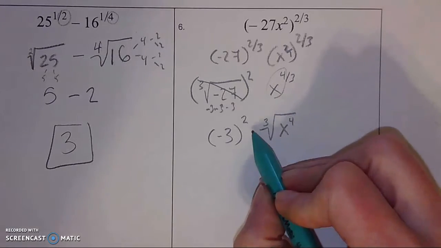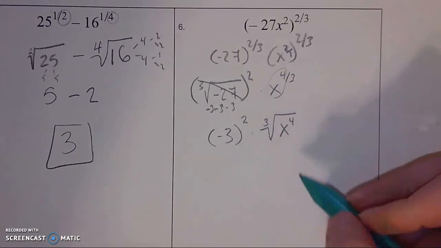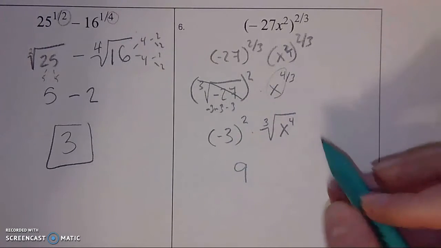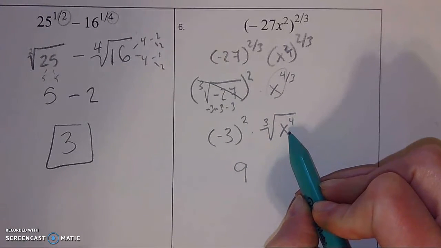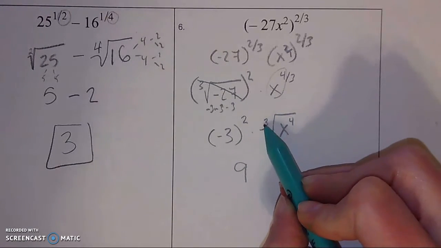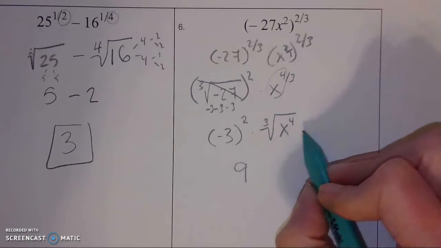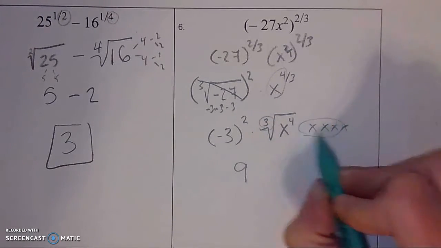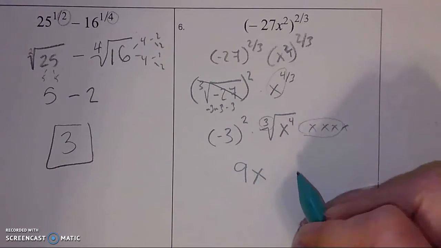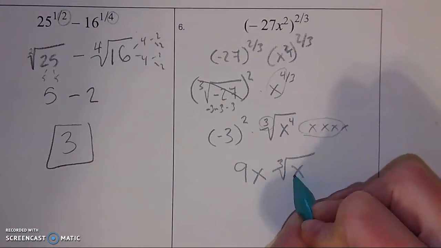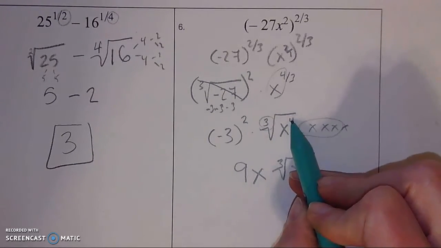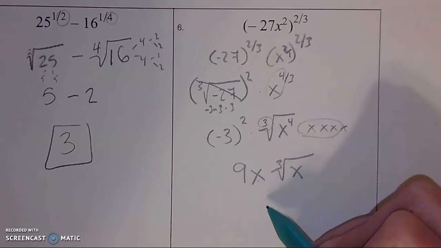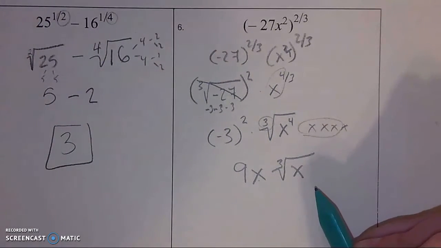All right, so these things are still touching each other. I'm just doing them separately. Negative 3 squared is 9. The cube root of x to the 4th. Don't forget, when you're doing variables, you say 3 goes into 4 how many times? If I was to write this out, I'd have 4 x's. Looking for groups of size 3, I can take out 1 whole x, leaving me 1 x left over. 3 goes into 4 1 whole time with 1 remainder. My final answer is just 9x and then cube root of x.